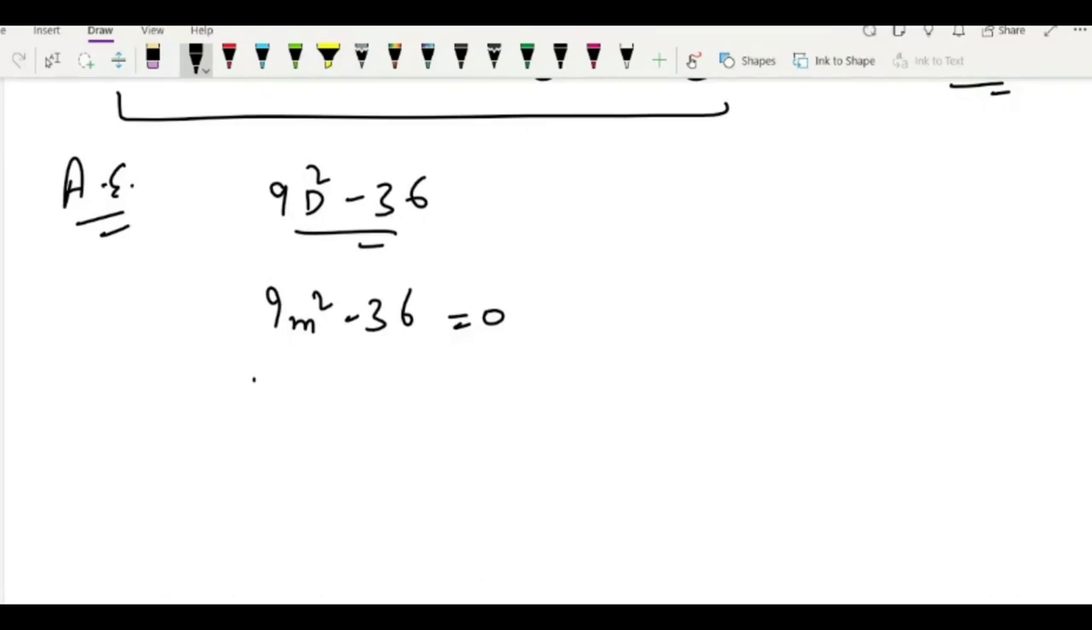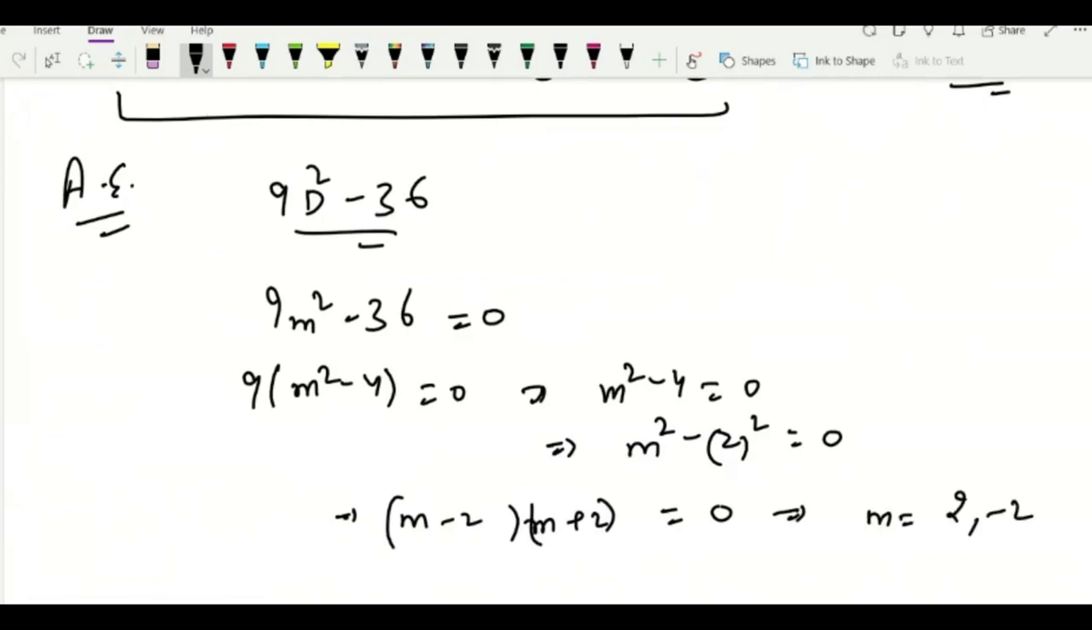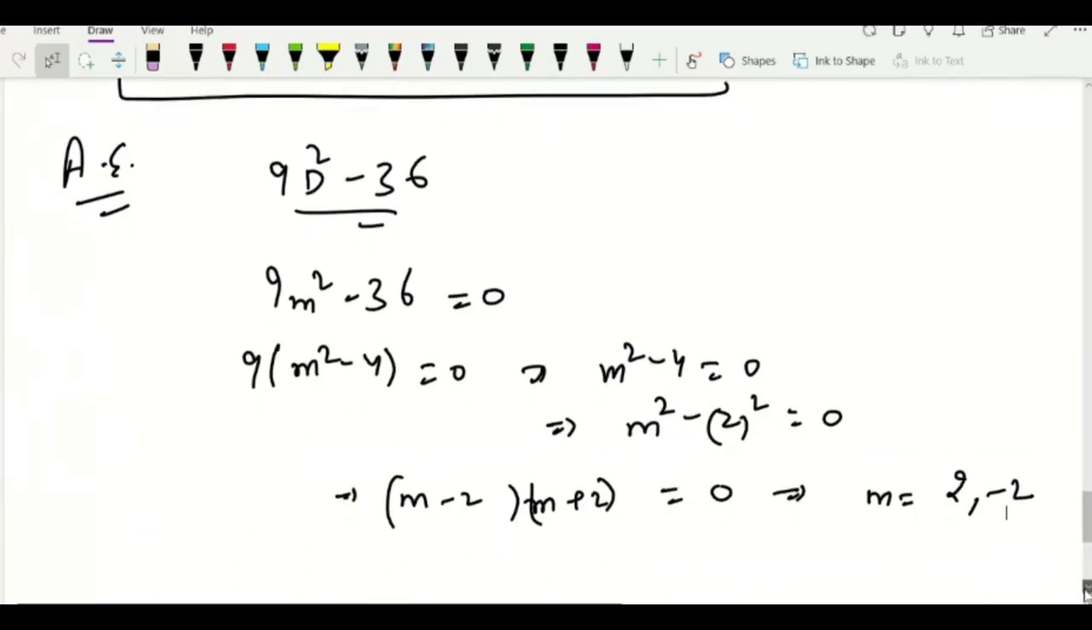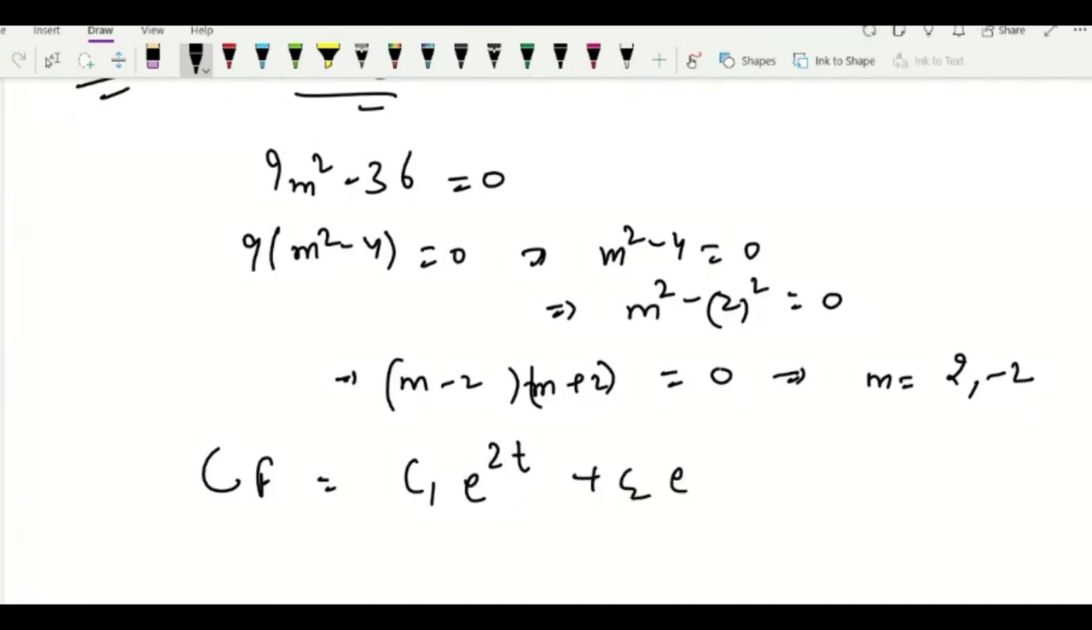And from here we can see m square minus 4 is equal to 0, which gives m square minus 2 square, a square minus b square is a minus b, a plus b, so m minus 2, m plus 2 is equal to 0, which gives m is equal to 2 and minus 2. Again, this is a case of real and distinct roots. In this case, we have the CF of type e raised to power m1 x and m2 x: C1 e raised to power 2t plus C2 e raised to power minus 2t.